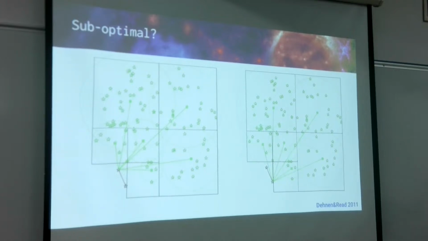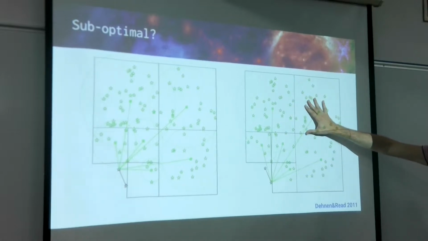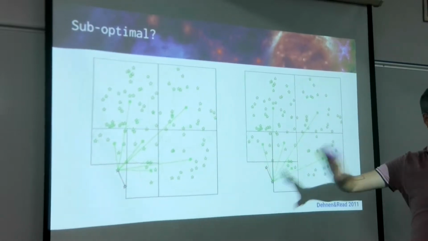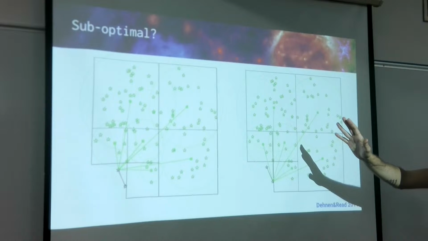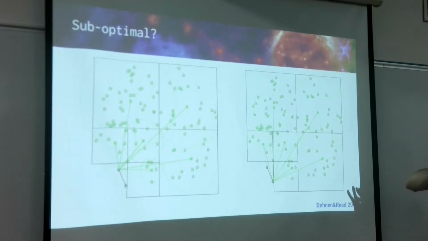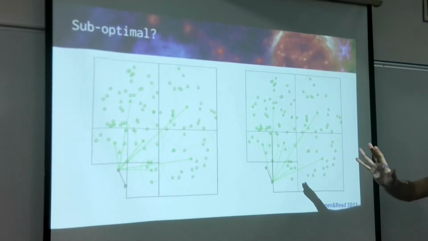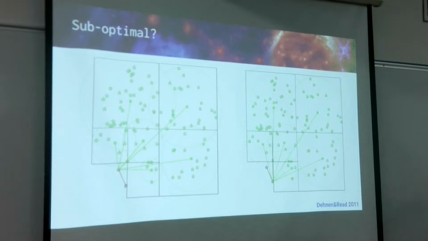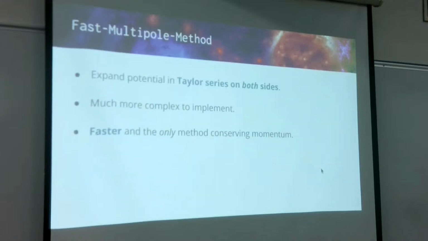That sounds very hand-wavy. What you are doing now, instead of doing a Taylor expansion around here, you're also doing a Taylor expansion right here. So you're doing a Taylor expansion of both sides of the equation, then combining the terms. Again, I'm saying this in a very hand-wavy way, but you can demonstrate that this is the most efficient way. It's the least number of operations to calculate all of the forces between these particles. So we expand the Taylor series on both sides. It is much more complex to write code that does this, but it's also faster.